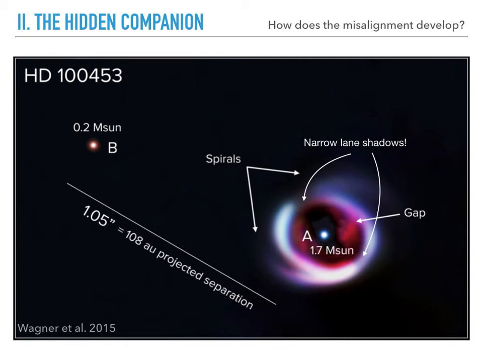Now, although we can't resolve the inner disk itself, we do know it's there because of these narrow lane shadows that are cast onto the outer disk. The shape and relative position of these shadows tells us that the inner disk is misaligned to the outer disk by 72 degrees, making the inner disk and outer disk almost perpendicular to one another.